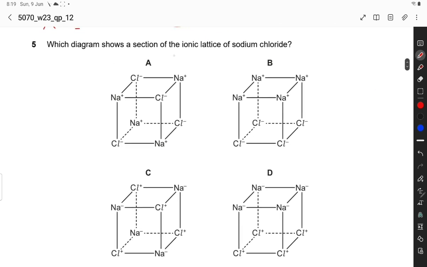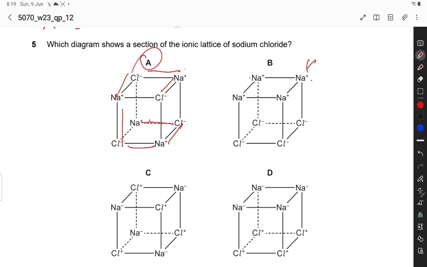Which diagram shows a section of the ionic lattice of sodium chloride? Sodium chloride is a cube structure and each positive sodium ion is surrounded by 6 chloride ions, and the sodium ion is directed toward the chloride ion and the chloride ion directed towards the sodium ion. So this is correct. Sodium to chloride, chloride to sodium, and so on. So this option is the correct option.